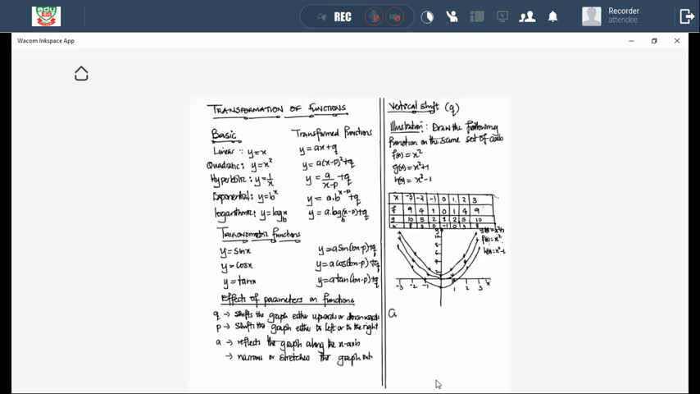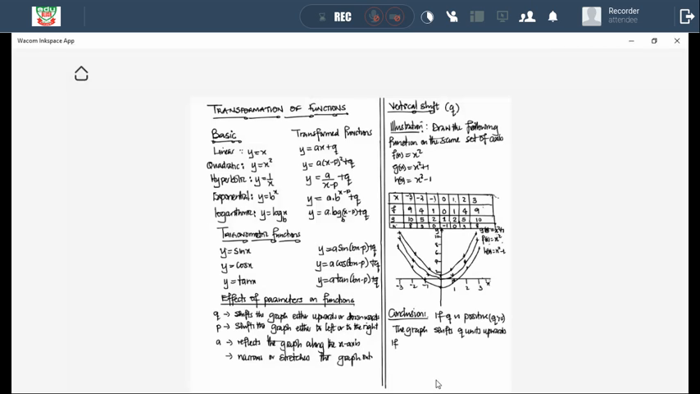Very important. Let me make a conclusion, then I'll give you an illustration. Let's look at this conclusion. If Q is positive, meaning to say Q is greater than 0, the graph shifts Q units upwards.